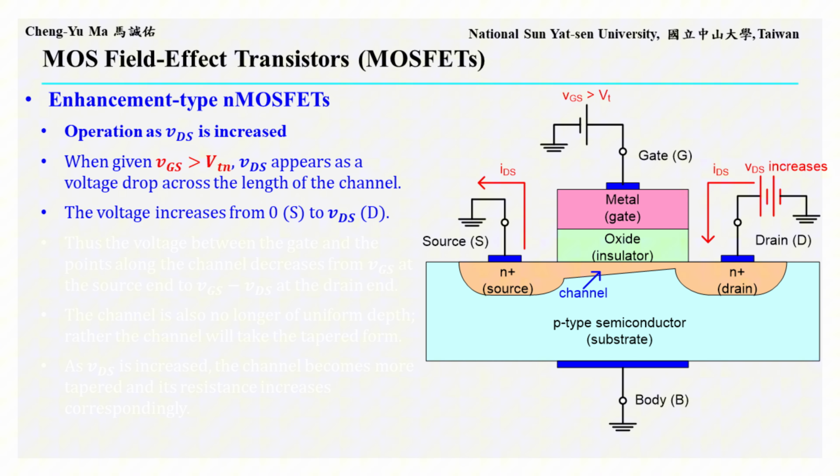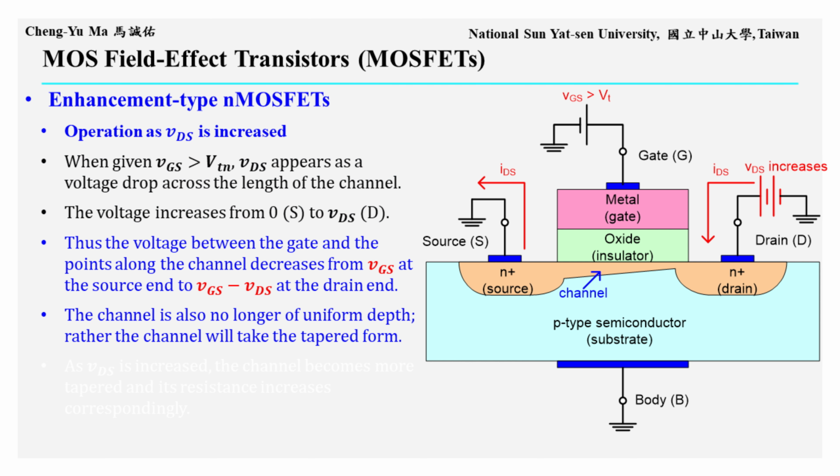Next, let us look at how an enhancement type NMOSFET behaves as V_DS increases. When V_GS is greater than V_TN, an inversion electron channel already exists. The applied drain voltage V_DS drops along the channel length, so the channel potential changes from 0 volts at the source to V_DS at the drain. In other words, different positions along the channel are at different potentials. Near the source, the channel voltage is close to 0. Near the drain, it's close to V_DS.